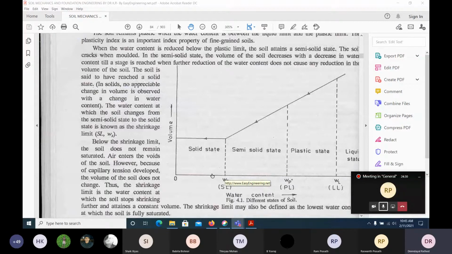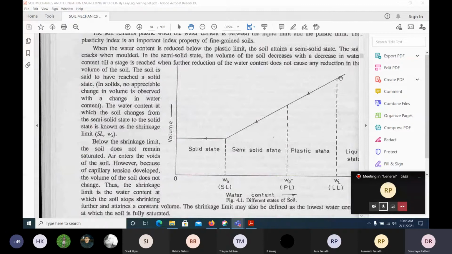Here, when you keep on reducing water, what is happening? The water has gone, evaporated, but the void is filled with air. That means after the shrinkage limit, there is no change in the volume. That you should remember. From here it will keep on changing.